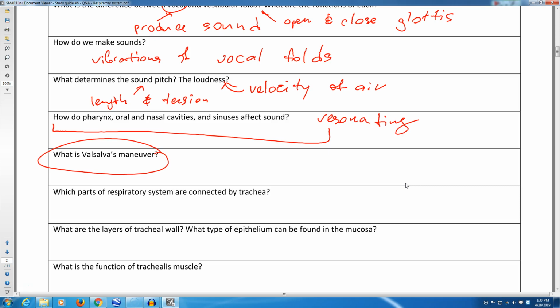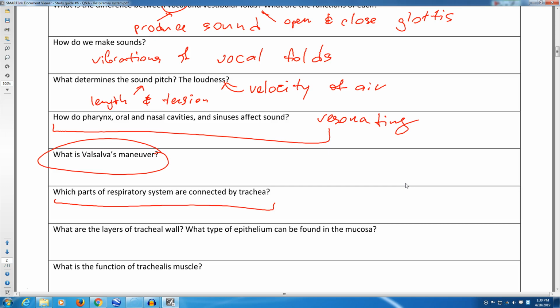Valsalva's maneuver. Now, I have no intention to describe it here. Remember, the glottis is closed. Air accumulates in the thoracic cavity, increases intrathoracic pressure, that increases intra-abdominal pressure and stabilizes the trunk. Okay? Good? Make sense?